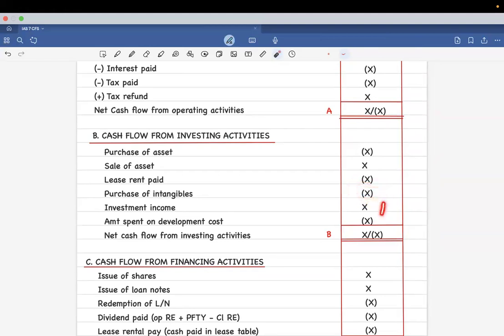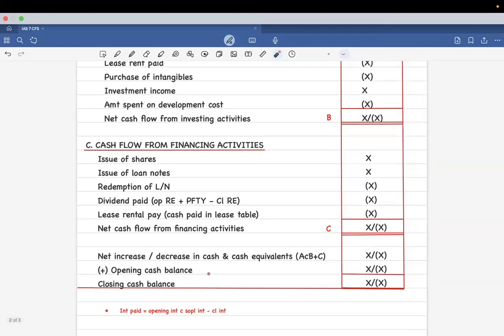When you receive any income from investment, you're getting cash, so add it. When you spend on development, you are giving away cash, so you deduct it. And after that, you reach net cash flow from investing activities. Now, the C and the last part is financing activities, which deals with share capital and debt.